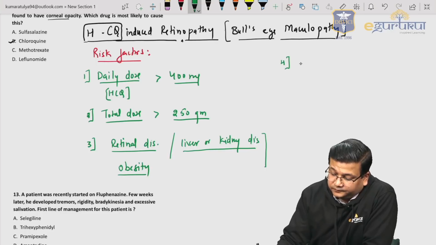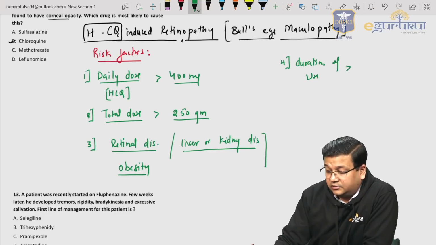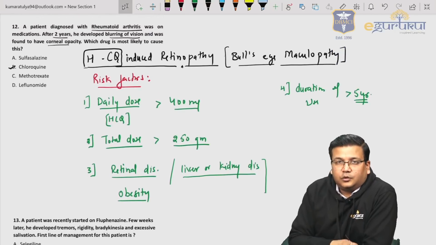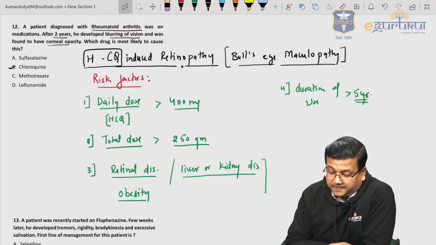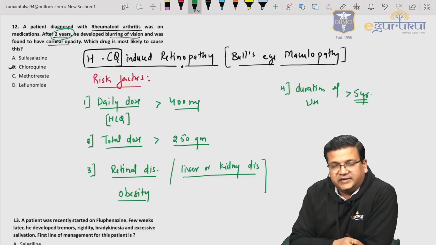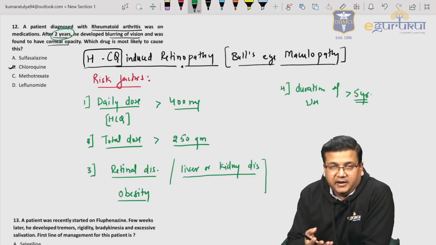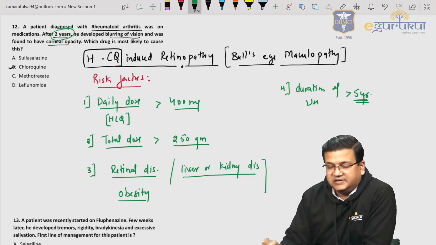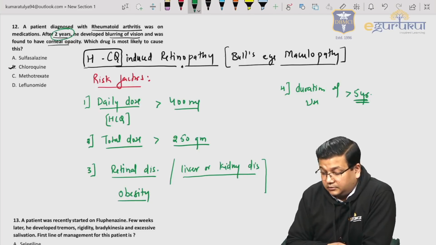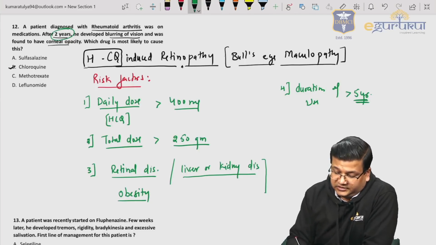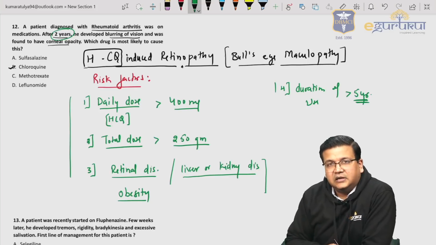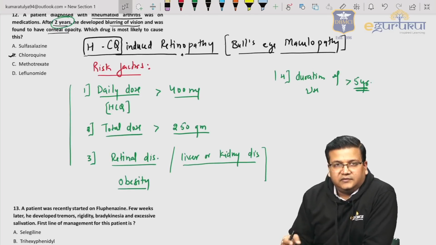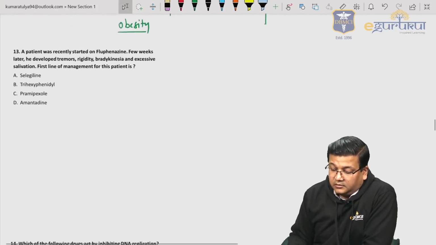Then fourth, duration of use of chloroquine or hydroxychloroquine greater than 5 years is also a risk factor for retinopathy. Although in our question the patient has received it for only 2 years, so he may develop it, the risk significantly increases if the duration is greater than 5 years. So these are the important risk factors of chloroquine induced retinopathy, which also have been asked in previous All India examinations.